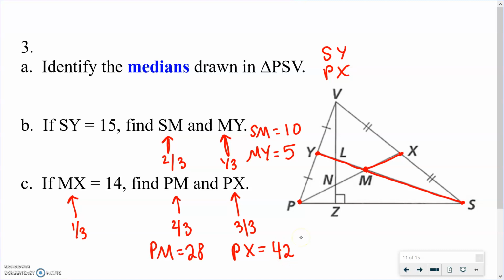Again, that has to do with the fact that these medians have a 2/3 to 1/3 relationship. So this is 2/3 and this is 1/3. The 2/3 is always the part that connects to the vertex, and the 1/3 is always the part that goes to the midpoint. Same thing here: MY is that 1/3, and SM is that 2/3. So you have to use that relationship to find those missing pieces.